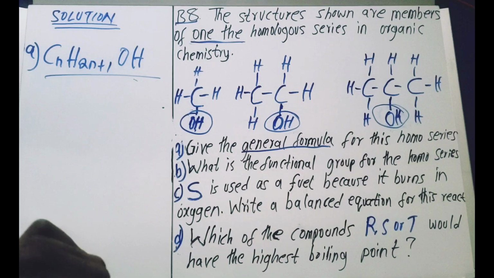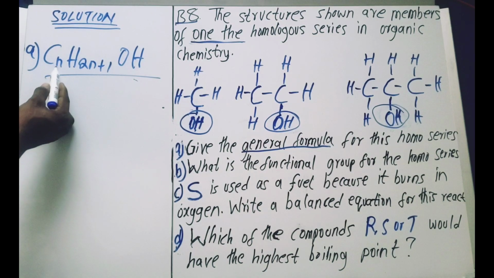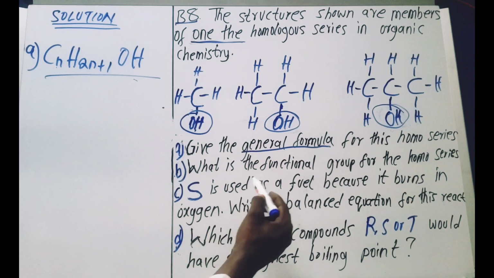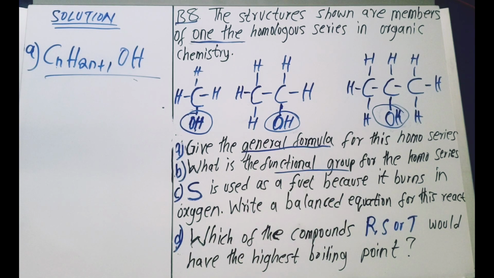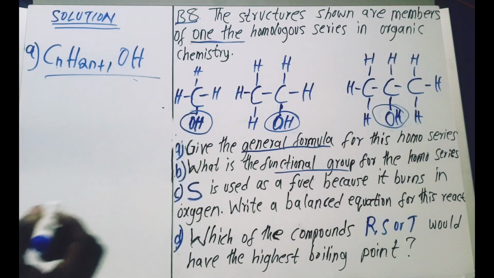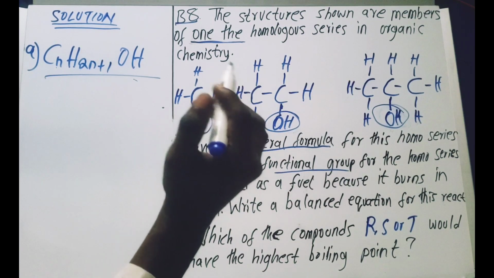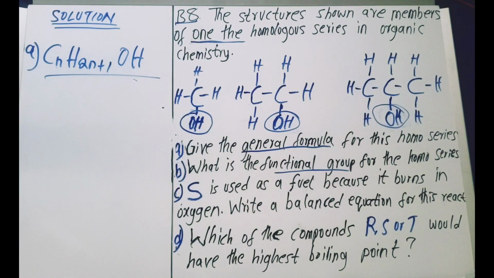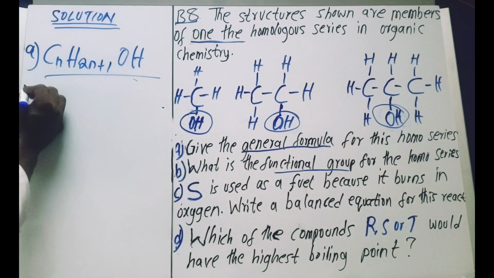If you want to find the 9th member, where there is N, you replace it with 9. If you want to find the second, you replace it with 2. Okay? That is A. Then B. What is the functional group for the homologous series shown above? Okay? So what is the functional group for this homologous series? Well, I've already said. So this is B.